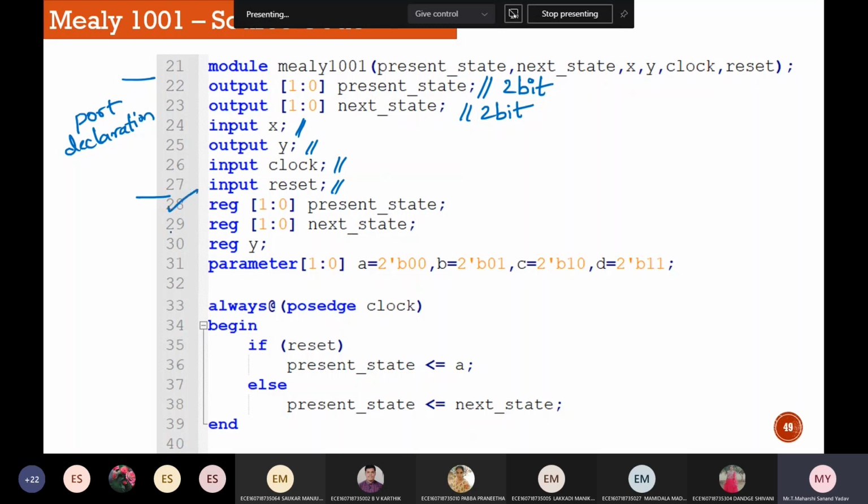And I know everyone knows about this reg. Why? Because in an always block, if you are using any variable, that is, an output, it should be declared as a register. So that's the reason I've written reg present state, next state, followed by reg Z. Can anyone explain line number 31?